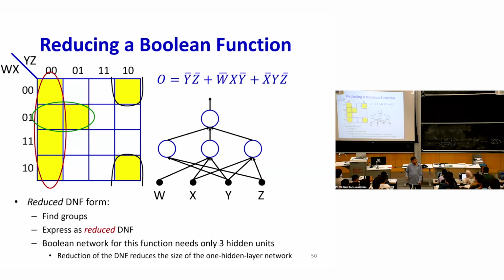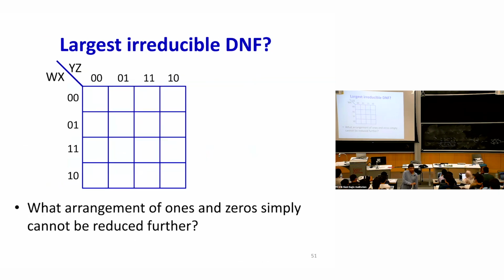Now, if I'm looking for the worst case, I'm looking for the case where the number of neurons in that hidden layer is the largest. What is the condition under which I will have the largest number of clauses in the hidden layer? That is, what is the condition under which I simply won't be able to group things?